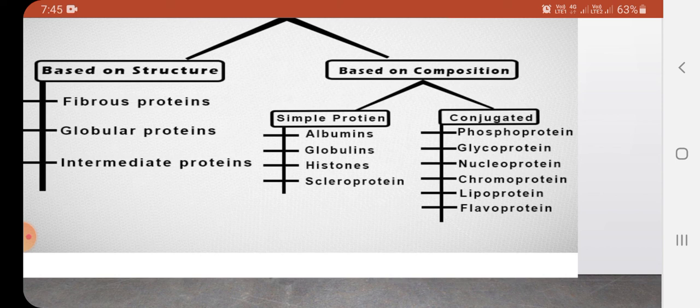Lipoproteins. Lipoproteins are formed by the combination of proteins with lipid. You can say the fatty acids, cholesterols, or the phospholipids. The important examples are egg yolk, serum, milk, cell membranes. Then next is the flavoprotein.